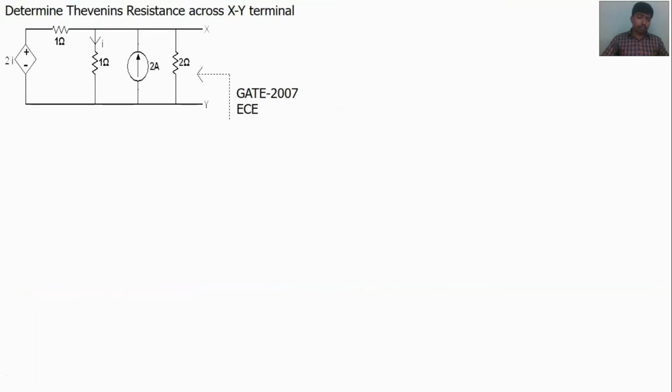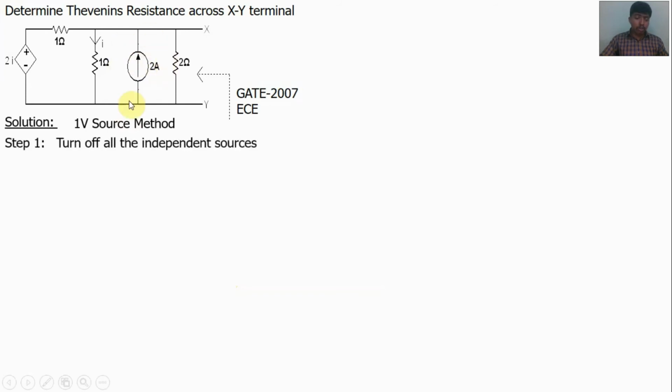Now third problem, the same concepts. Okay, but here independent source 2 ampere. The current source, independent source is there. By the 1 volt source method, first step we have to turn off all the independent sources. So here current source, we have to open this source. So eliminate this branch. Now the circuit will become like this.